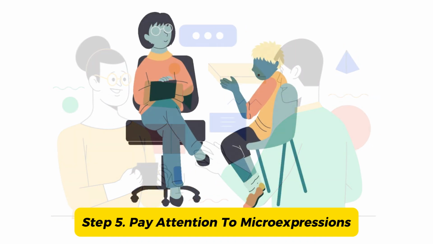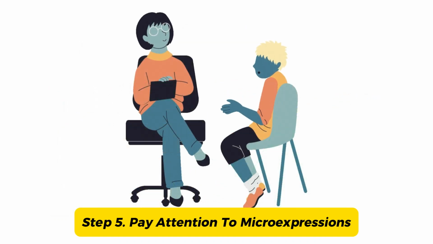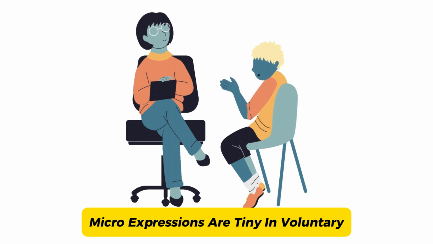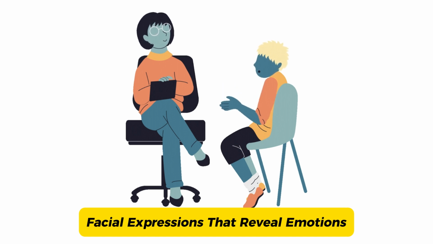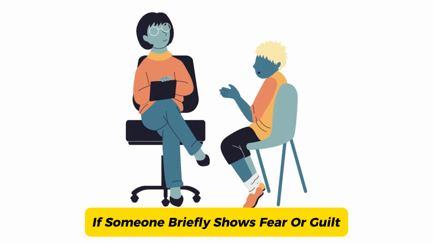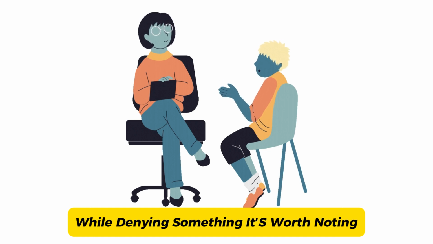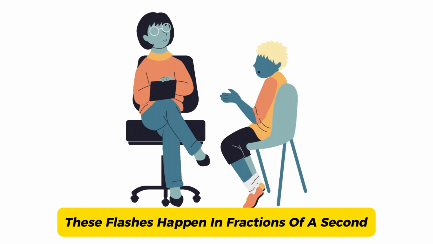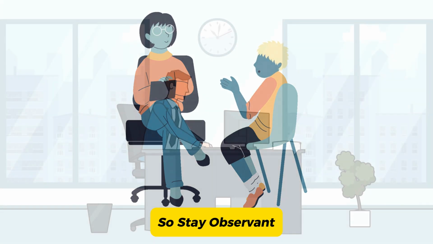Step 5. Pay attention to microexpressions. Microexpressions are tiny, involuntary facial expressions that reveal emotions. If someone briefly shows fear or guilt while denying something, it's worth noting. These flashes happen in fractions of a second, so stay observant.